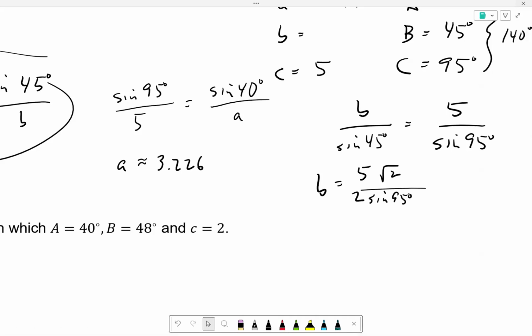Right, so this is my answer, calculator ready. I do expect you to be able to do sine of 45. I do not expect you to know sine of 95. Sine of 90? I expect you to know that one is 1. So sine of 95 will be a little bit less than 1, of course. I'm sorry, Mitra.